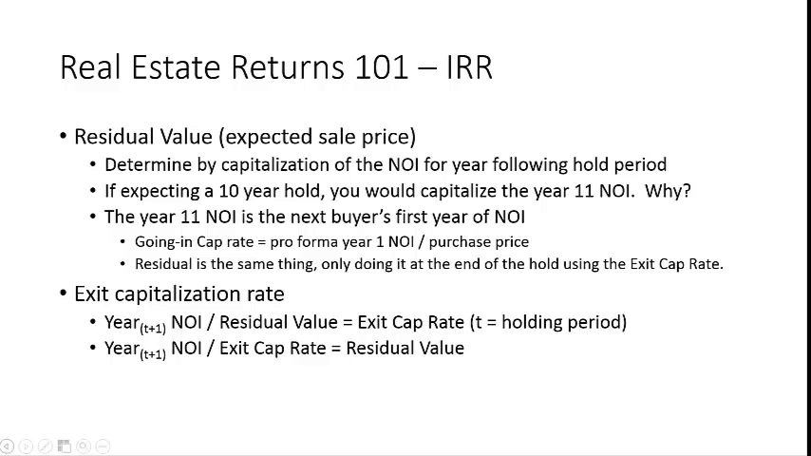So if you're expecting a 10-year hold, you would capitalize the year 11 NOI, which is an often confused element of the internal rate of return calculation, because why would you capitalize the year 11 NOI if you're only anticipating holding the property for 10 years? And the reason is the year 11 NOI is the next buyer's first year of NOI.